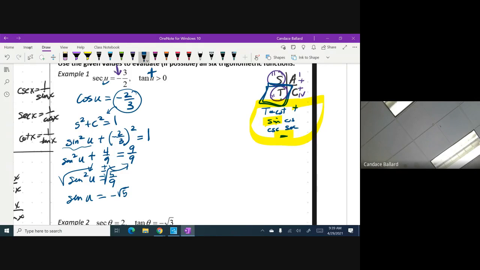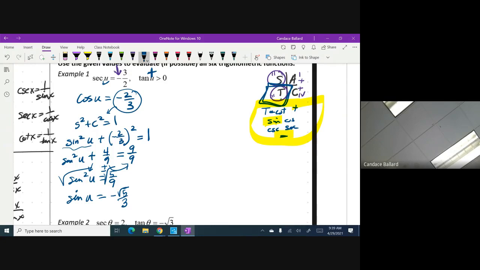And then what's the square root of 9? Tell me in the chat, what's the square root of 9? 3. Good. Okay, it is in fact 3. So I've got that one now. So now I've got sine. It took me a little bit longer to get there, but I got it.